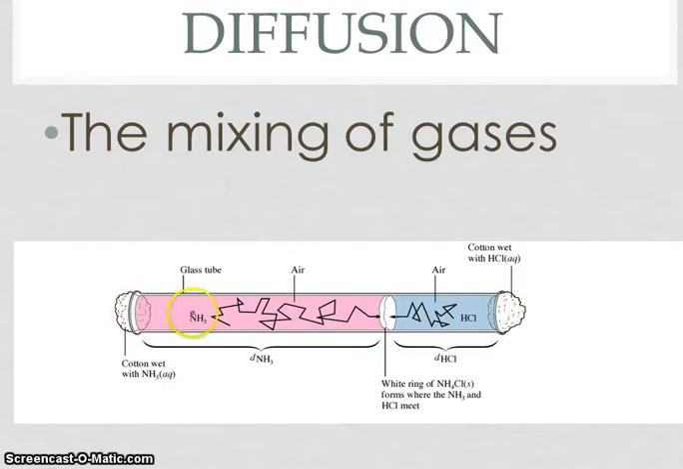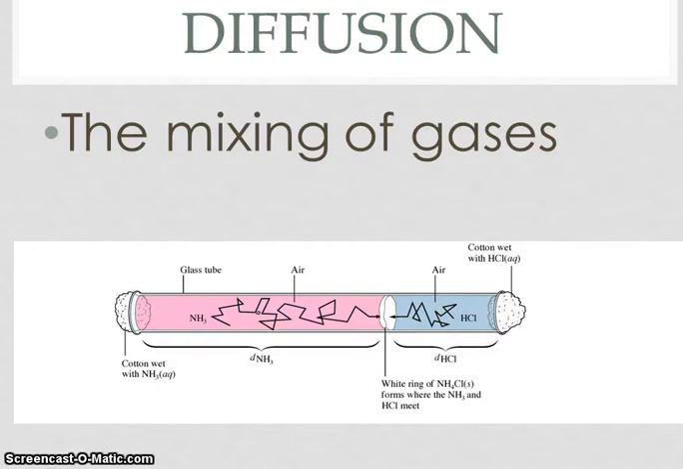The ammonia gas will diffuse in this direction. The hydrochloric acid gas will diffuse in this direction. And when the hydrochloric acid and the ammonia meet, they produce ammonium chloride, which is a white solid. And what we should notice is that this white solid doesn't form in the middle of our two samples, but much closer to the hydrochloric acid side than to the ammonia side.